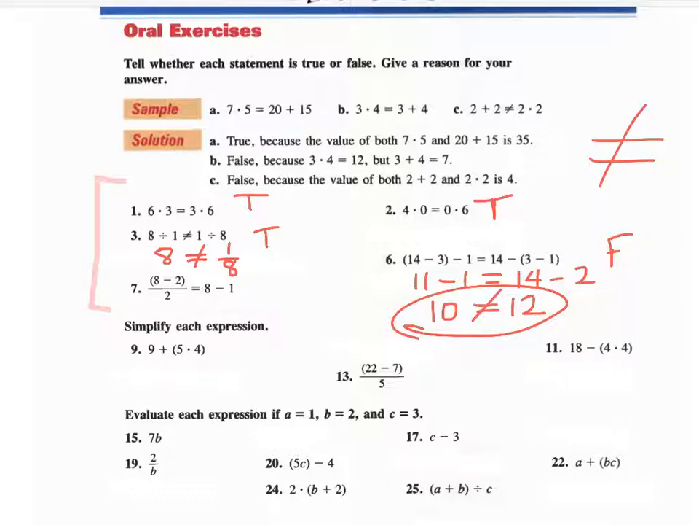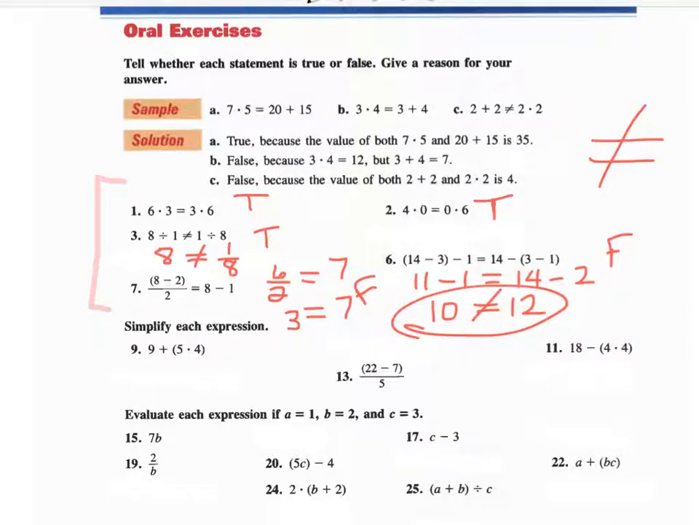Let's try the next one. What's 8 minus 2? 6. Okay, so I'm going to do 6 over 2. And now remember when you have a fraction like that, it means division. So what's 6 divided by 2? 3. Okay, and then the other side of the equal sign, what's 8 minus 1? 7. Is that true? Nope, so that one's false.